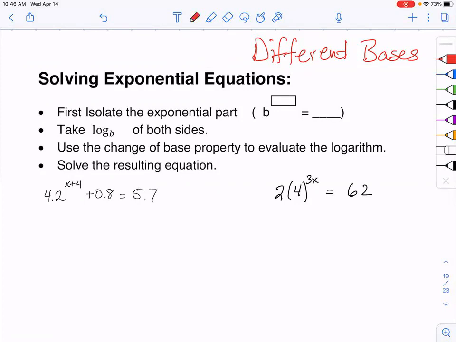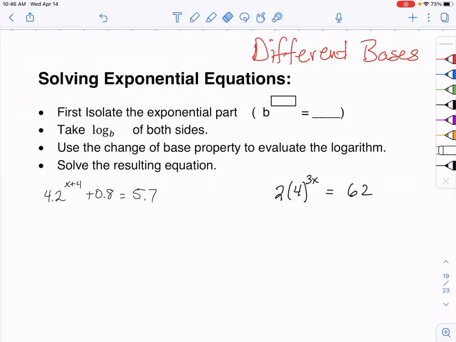Don't overlook the problem solving process at the beginning of the notes. This is your key. When I see an exponential equation, I first recognize it as such because it has a variable exponent. And the first thing I want to do is isolate the exponential part. We'll talk about how to do that. The next thing I want to do is take the log of both sides with a base that's already in the problem. And then we'll have to use the change of base property and we'll solve the resulting equation. So we'll go through those steps as we look at each of these problems.